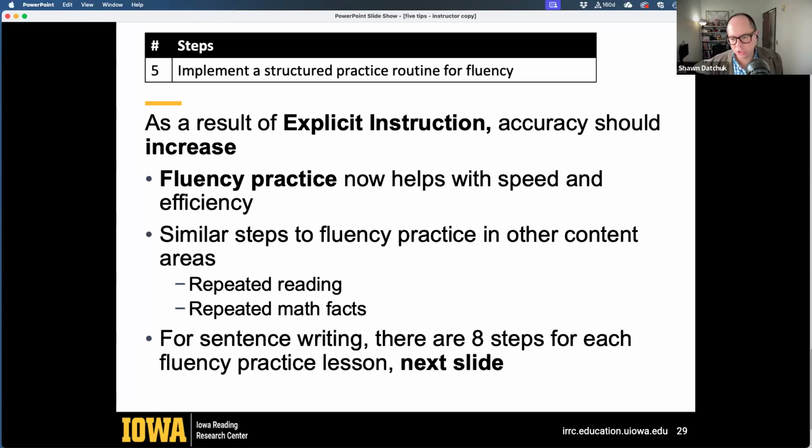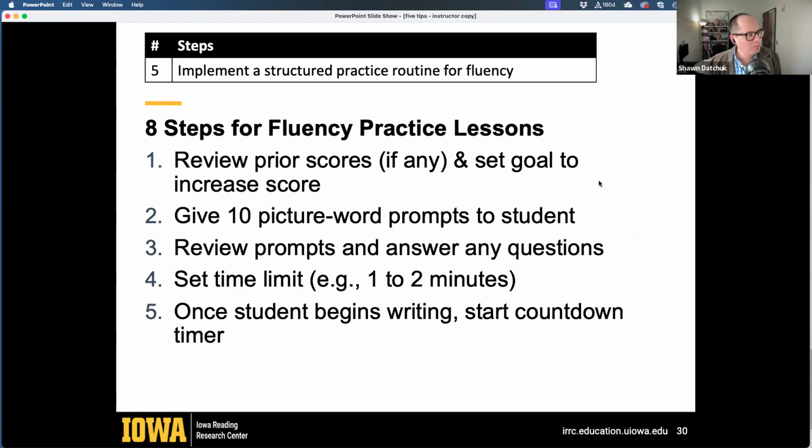The sentence structure steps largely adopt that. So here would be the 8 steps. So you review a prior score, if any. We'll talk about scoring here in the next couple minutes. Then you give 10 picture word prompts to students.